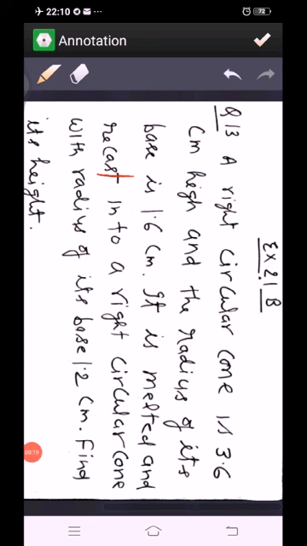Exercise 21B, question number 13. A right circular cone is 3.6 centimeter high and the radius of its base is 1.6 centimeter. It is melted and recast into a right circular cone with radius of its base 1.2 centimeter. Find its height.